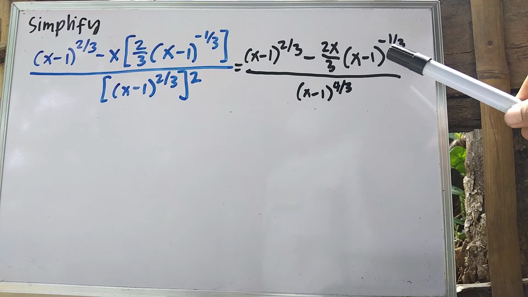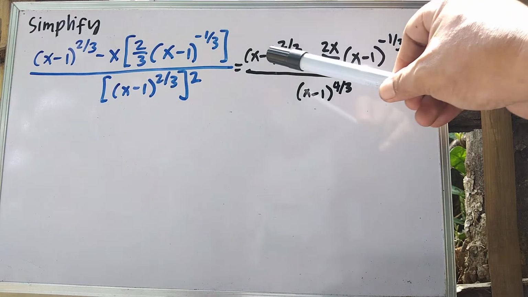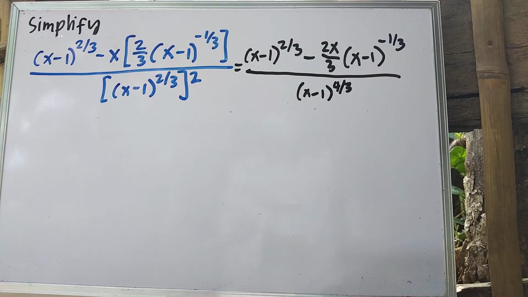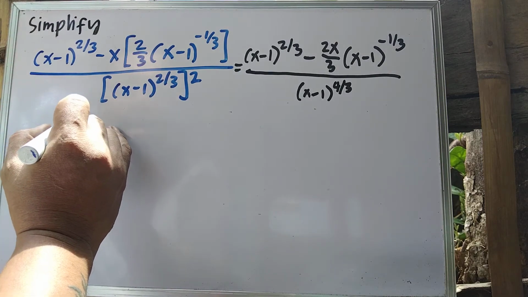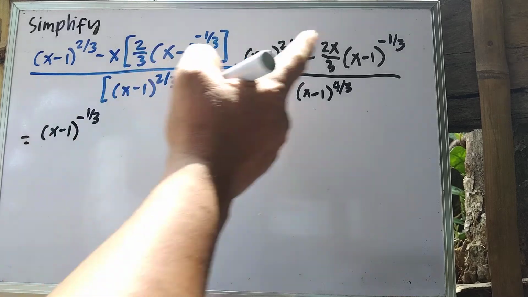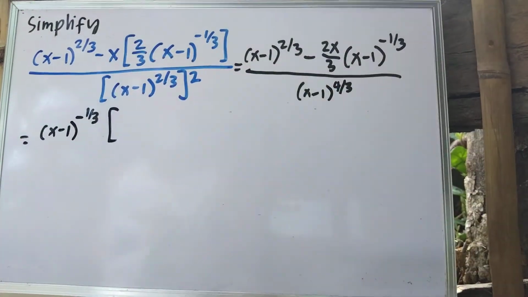Next step natin is magfa-factor tayo sa numerator. Ano bang since pareho sila ng base na x minus 1, ano yung ilalabas natin? Ano bang ilalabas natin dyan? Yung may negative na exponent. Kasi yun yung mas maliit na exponent eh. So, ang mangyayari dito, ito na yon. Labas natin si x minus 1 to the power of negative 1/3. Ito, ilalabas natin to. So, ano lang ba ang matitira dito sa first term dito?